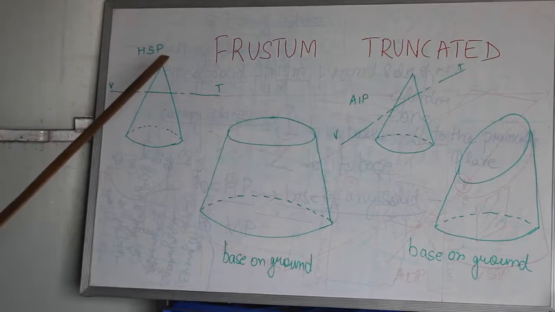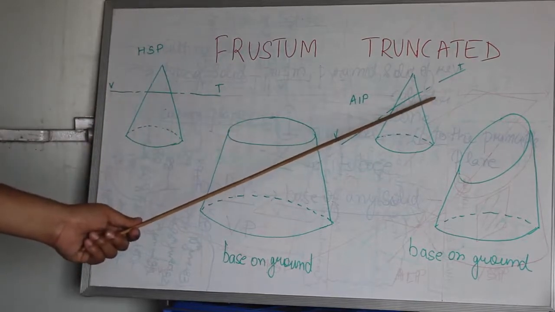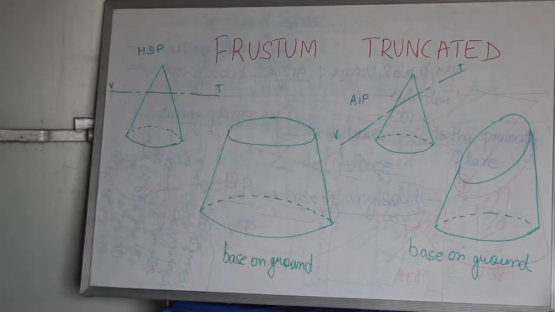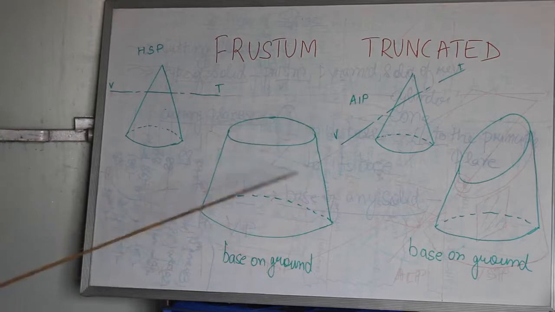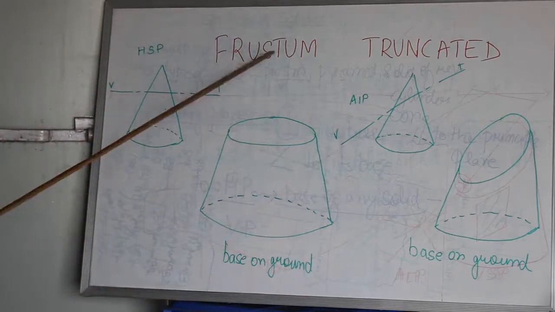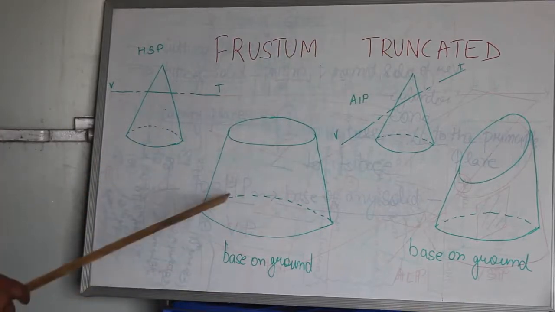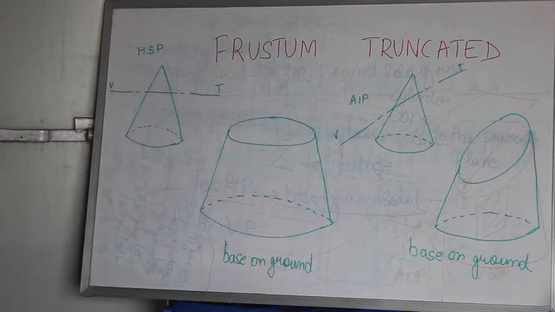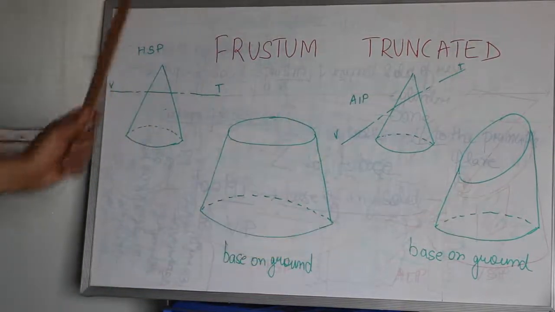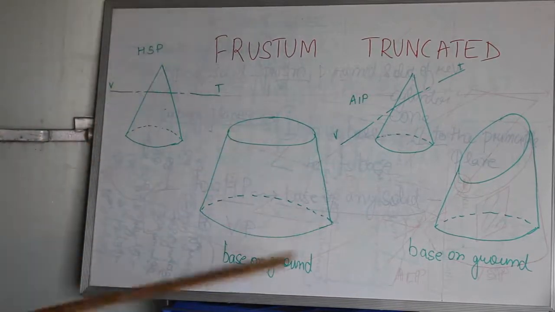The difference is that in one case it has its cutting surface parallel to HP, and in the other it has its cutting surface inclined to the horizontal plane. I hope you understand this, and I am making another example for frustum and truncated solid. If we are assuming the base of the solid to be on the vertical plane, and over here the truncated result to be on the vertical plane, let's see how they look.